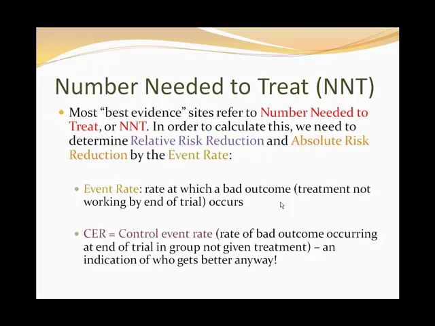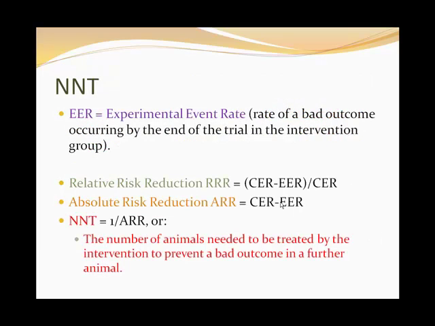So we can look at relative risk and absolute risk by looking at the event rate in each group. There's an event rate, which is the rate at which there's a bad outcome at the end of the trial. There's a control event rate, which is a rate of a bad outcome in the control group, which is actually, if you look at the reverse of that, the indication of the number of animals that get better anyway. And then there's the number of animals that have a bad outcome in the intervention group, and that's the experimental event rate.